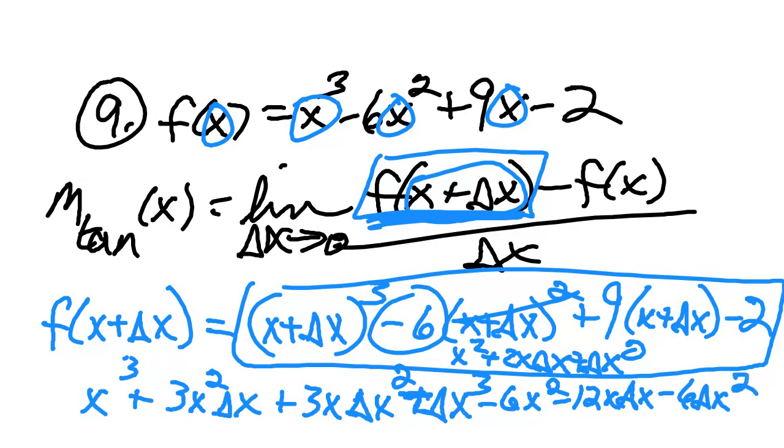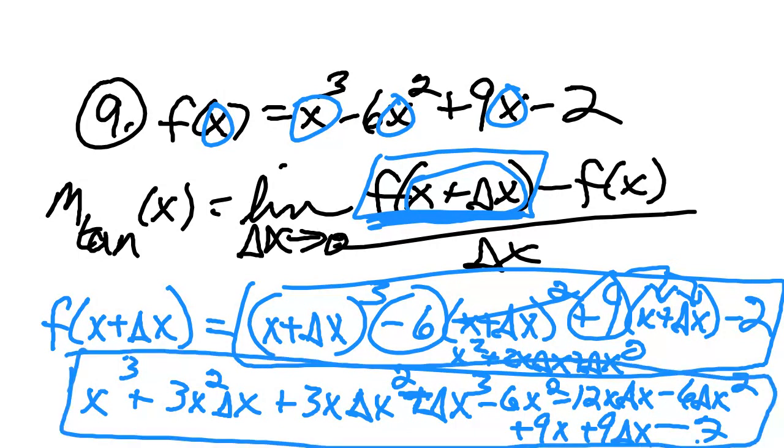And then I can take the plus 9 times that, so plus 9x plus 9 delta x, just using the distributive law on the plus 9 times each part here, and then minus 2. So that whole thing in the box becomes this, and then you can try to combine like terms, etc. But that's a whole lot more going on, because there were multiple places where we had an x and needed to plug in an x plus delta x.